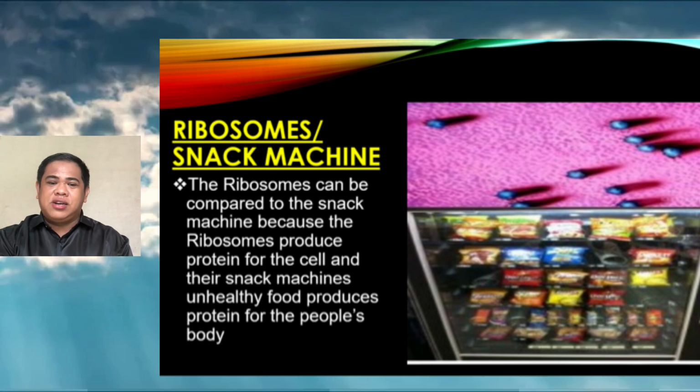The snack machine in the roller coaster. The ribosomes can be compared to the snack machine because the ribosomes produce protein for the cell and the snack machine produces food for the people's body.